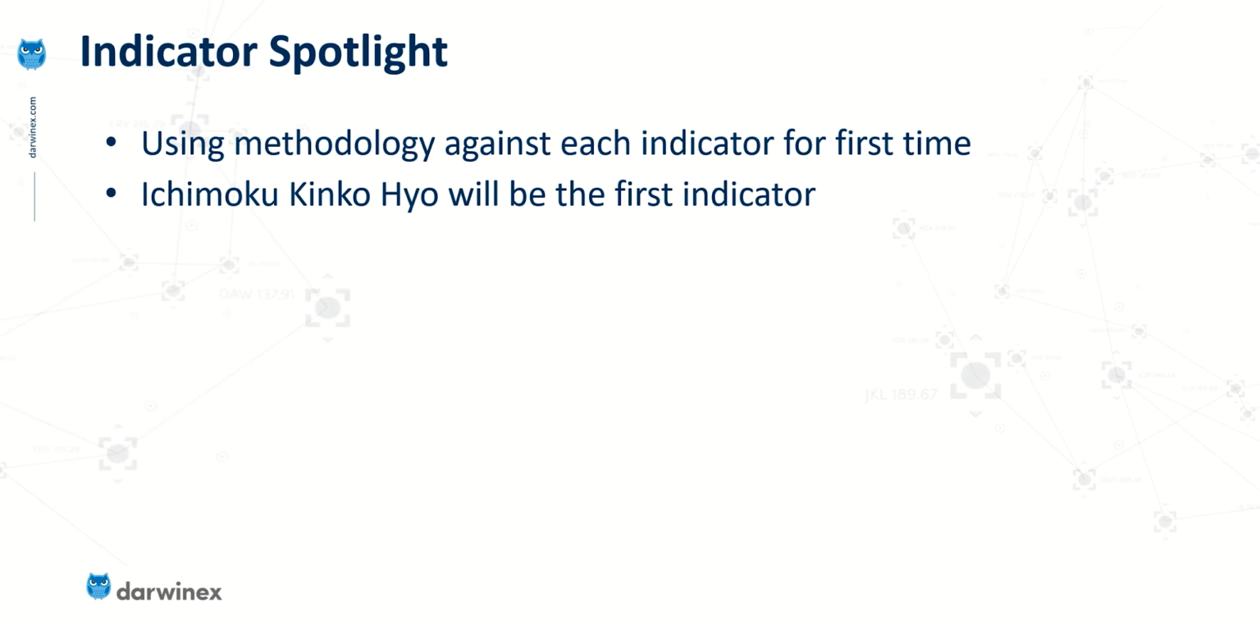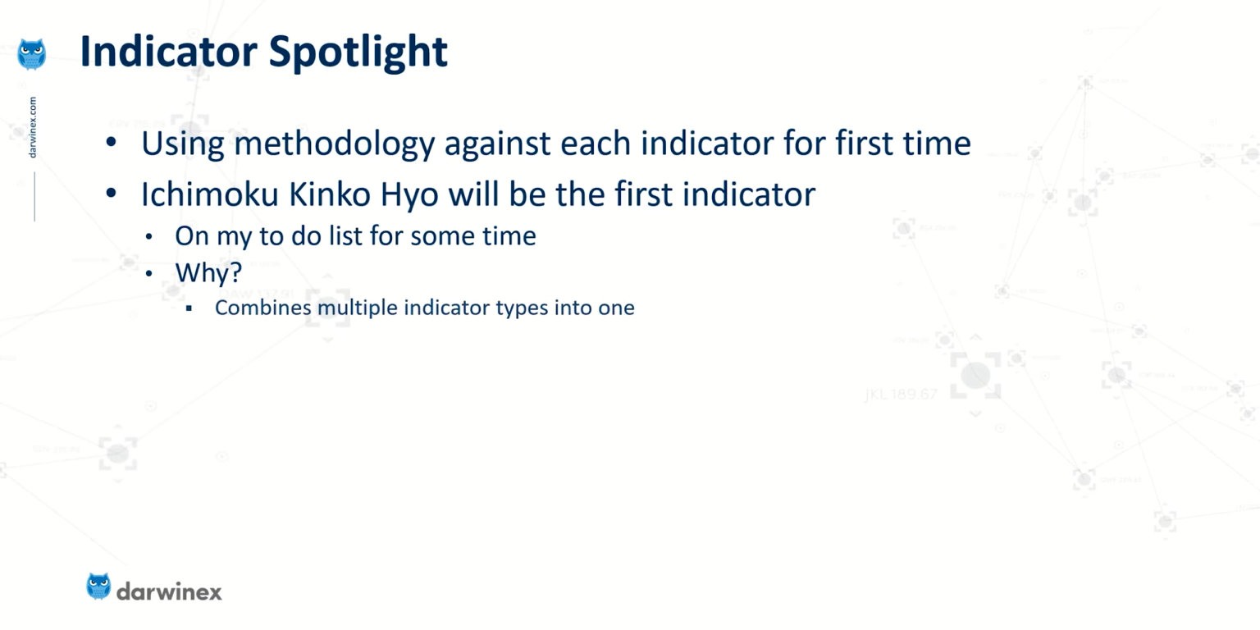Now, as I said, Ichimoku, or Ichimoku Kinko Hyo, which is its full name, will be the first indicator that I look at. This has been on my to-do list for quite some time, probably a number of years. I've never got around to properly evaluating it until this point. But why has this been an indicator that I've wanted to look at?